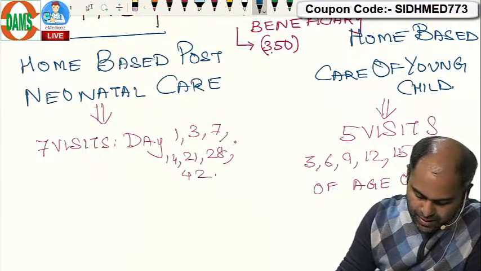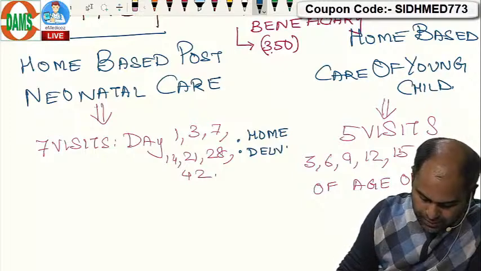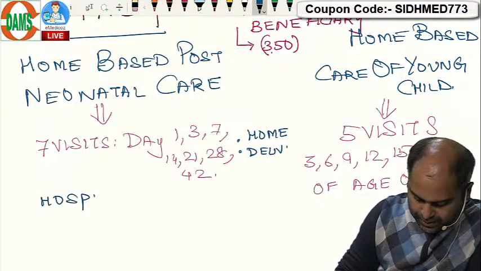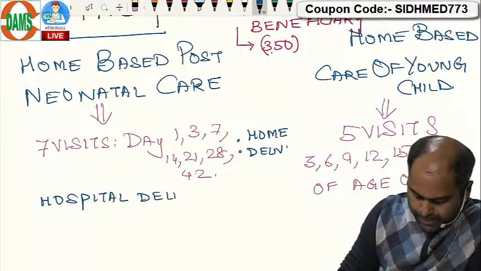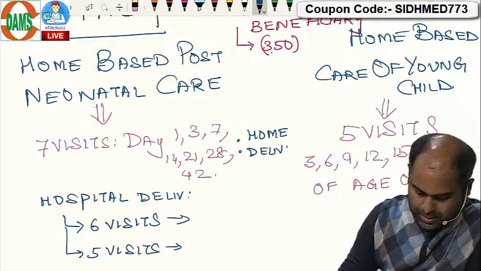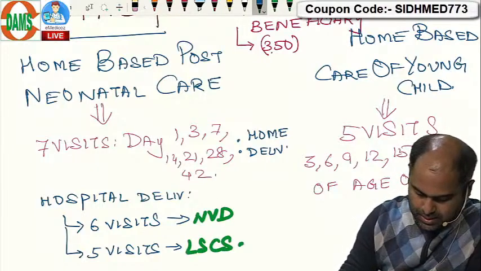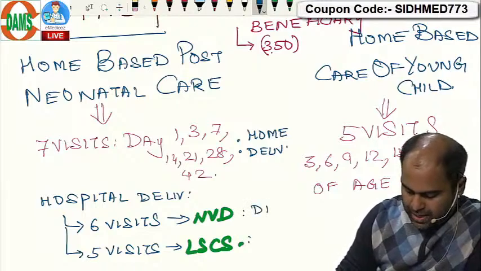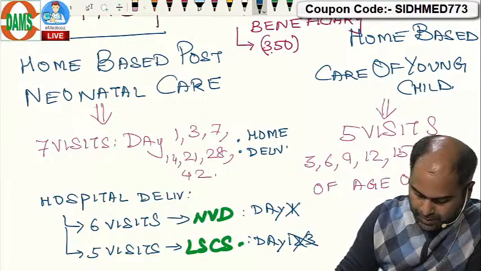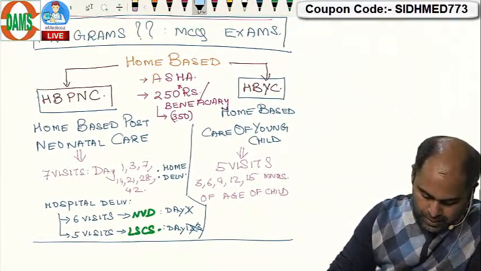Now, these 7 visits are done for home delivery. If it is a hospital delivery, 6 visits for NVD and 5 visits for LSCS. So day 1 and 3 will be skipped because the patient is staying in the hospital.